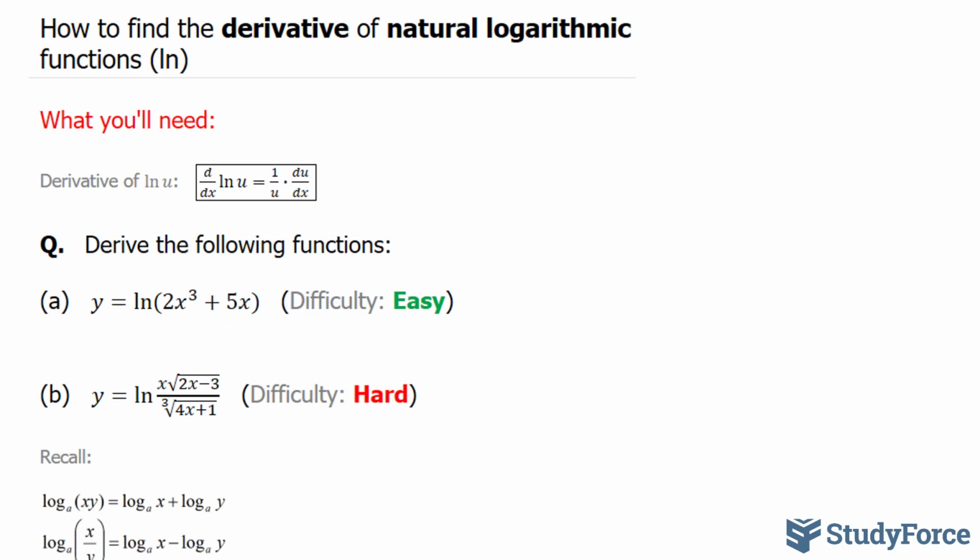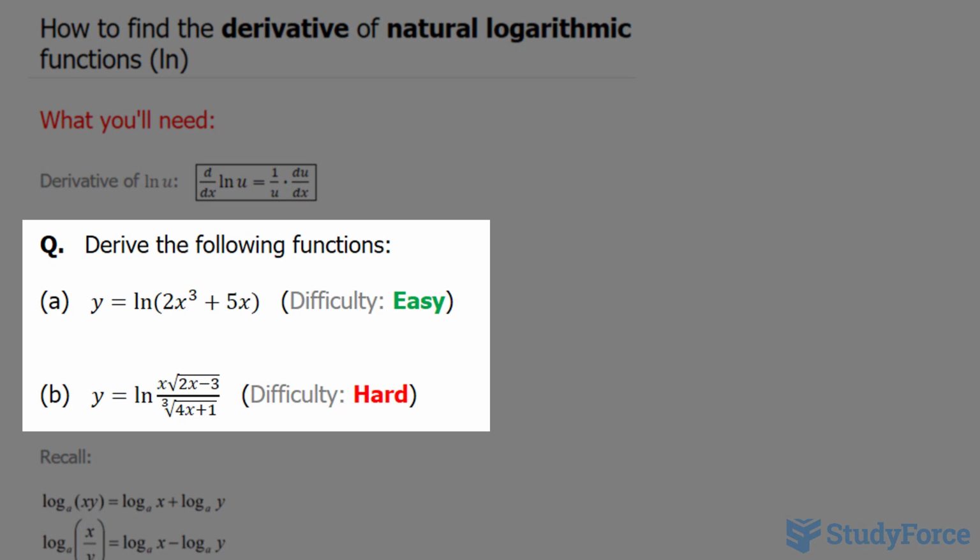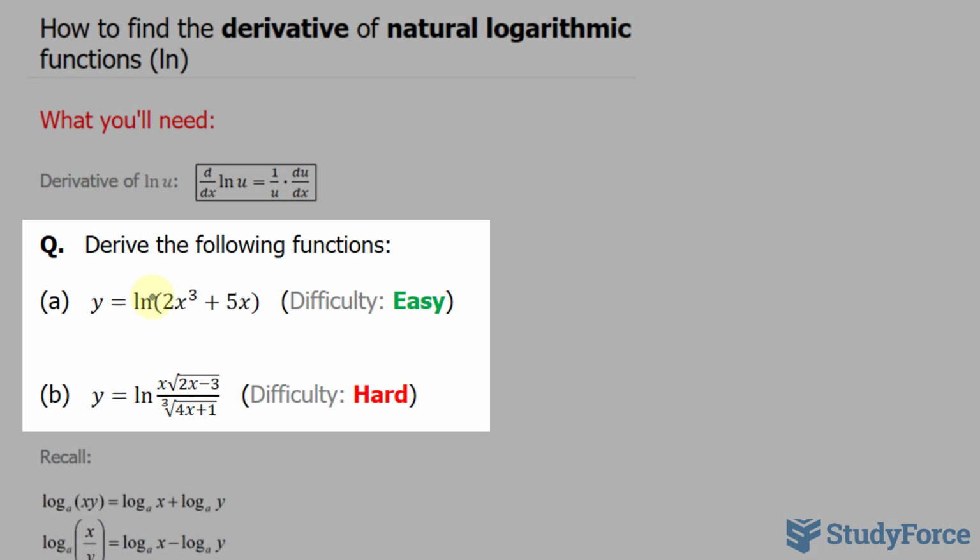In this lesson, I'll show you how to find the derivative of natural logarithmic functions. We'll start with an easy question and then we will make our way to a harder one. The question reads, derive the following functions. In A, we have y is equal to ln(2x^3 + 5x).